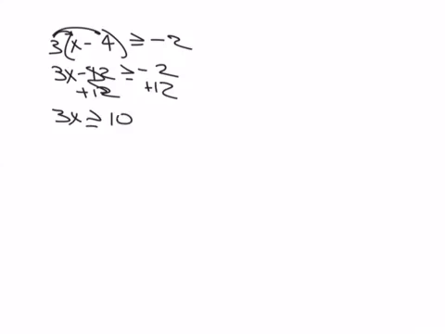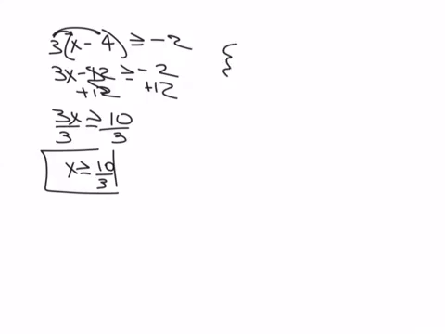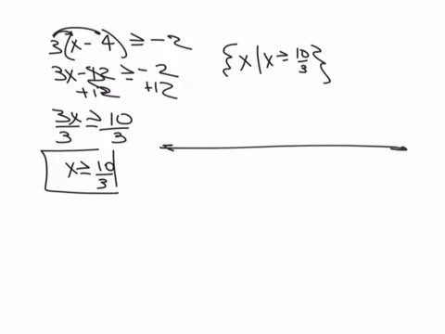Because I'm not dividing or multiplying anything by a negative, my sign does not change. But I did get x is greater than or equal to 10/3. All right, so if they want you to write that in set builder notation, not any problem. Okay? But what if they want you to graph it? Graphing it's going to be a little bit more difficult since they are asking you to graph a fraction.